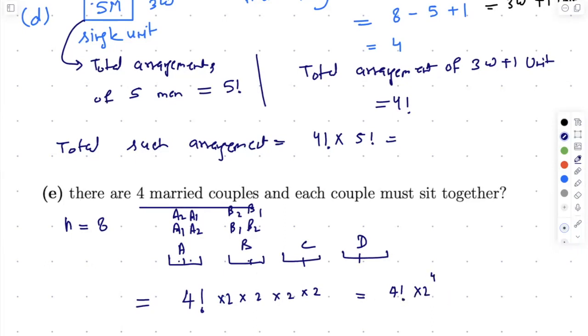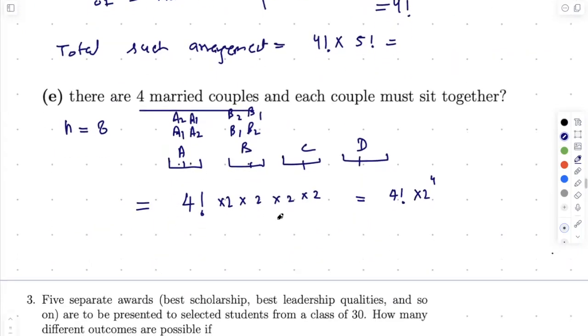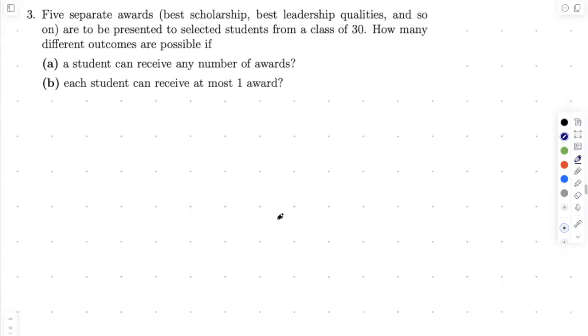Is there any doubt? I hope no doubts are there. I hope this should be understood. So after this, let us go to the next question. Just have a look at the next question.